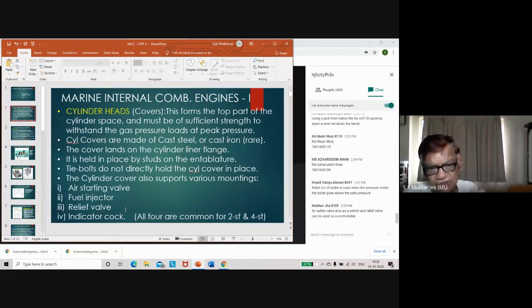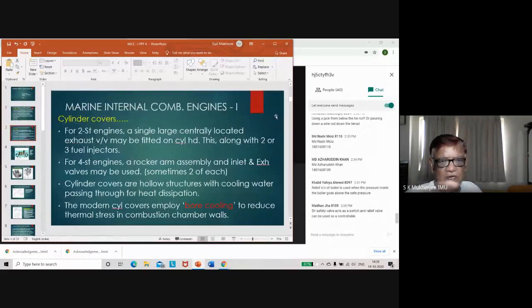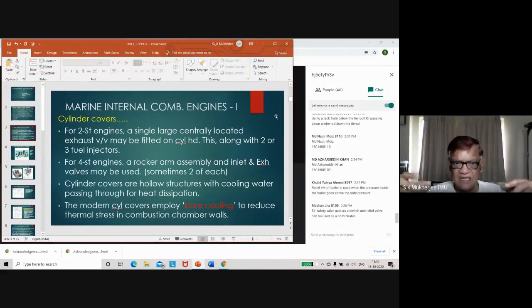In the four-stroke engine, matters are a little different. For a two-stroke engine, a single large centrally located exhaust valve may be fitted on the cylinder head. This, along with two or three fuel injectors, is sometimes installed. Not one injector, two or three. Why two or three? Again, that is a question for you. But don't answer now. We'll discuss these questions at the end of the class. Otherwise, it becomes an interruption.